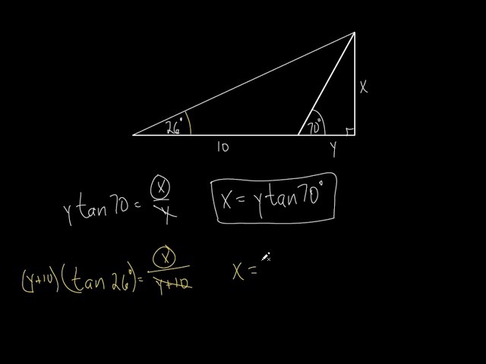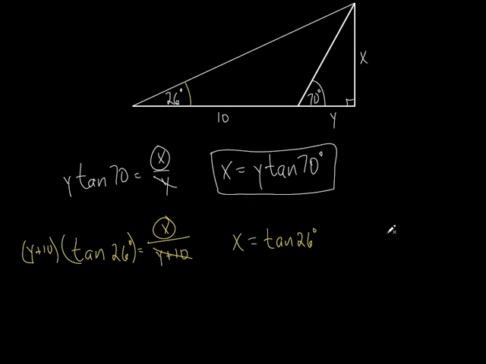Okay? So look what we get. We get x equals, tell you what, let's write it like this. Let's put the tangent first, if you don't mind. The tangent of 26 degrees. Now, the tangent of 26 degrees is just a number. It's a number that I can put into my calculator and figure out what it is. And it's being multiplied by this y plus 10. Alright? So, there you go.